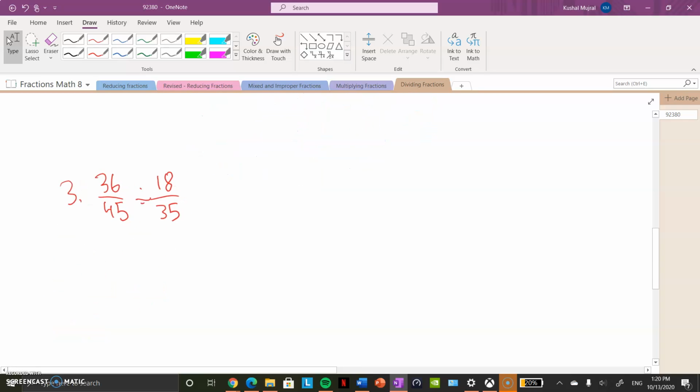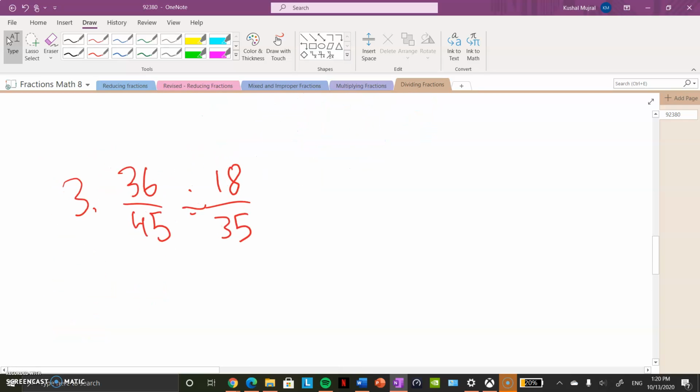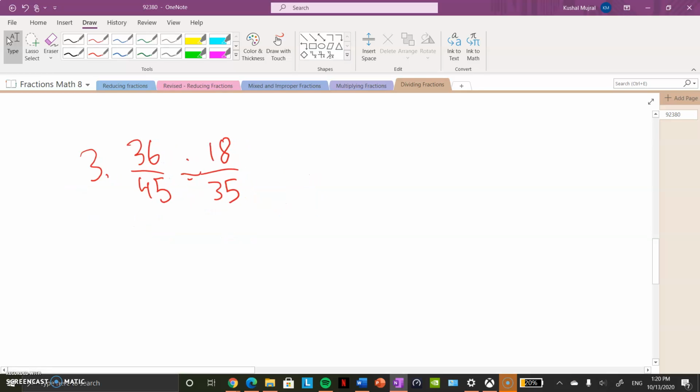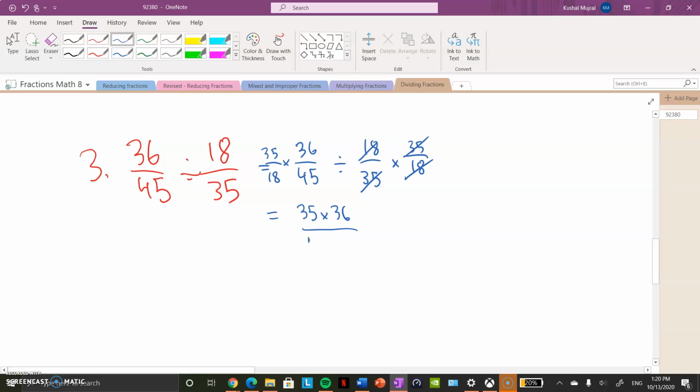Okay, let's take a look at this question. I will use the second method for this one, multiplying by the reciprocal. So this becomes 36 over 45 divided by 18 over 35, multiplied by 35 over 18. This cancels, and you're left with 35 times 36 over 18 times 45.